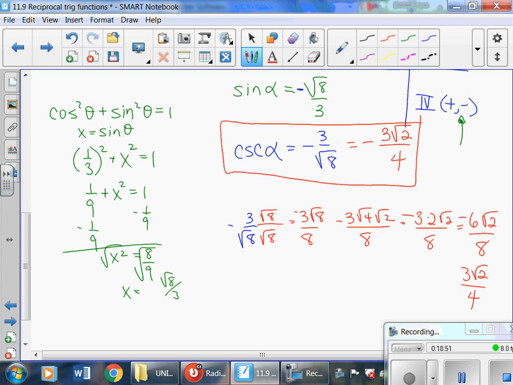Seriously, I think that the hardest part of that problem was actually simplifying that radical.